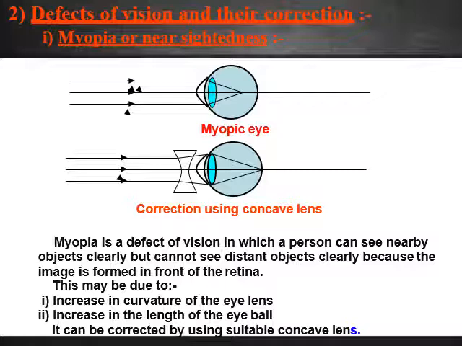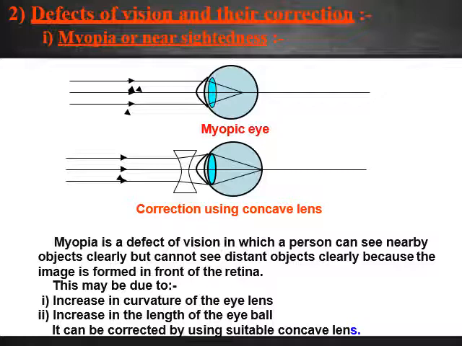We will talk about defects of vision and their correction. First is myopia or nearsightedness. Myopia is the defect of vision in which a person can see near objects, but cannot see distant or far objects, as the image formed is in front of the retina. Normal image should form at the retina, but in myopic eyes, it forms in front of the retina.